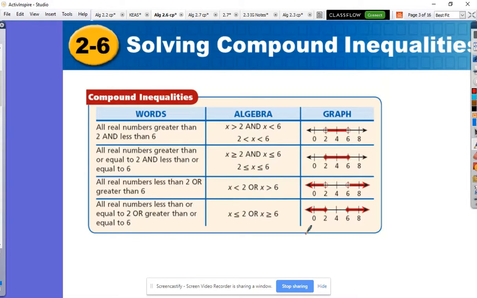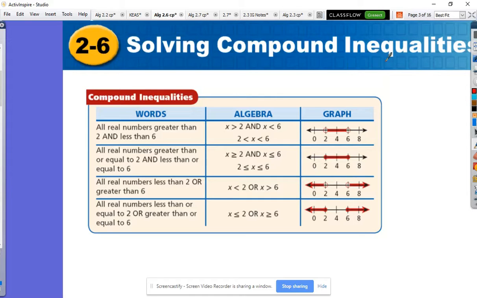All right, algebra students. While I am out for a few days, I'm going to be giving you these lessons through video here. We are on 2.6 now, and we're going to be solving compound inequalities. That's where x can be a variety of different numbers.